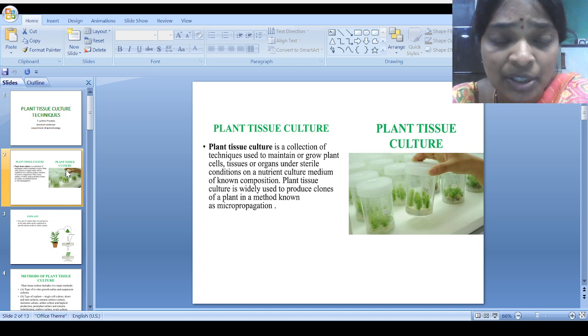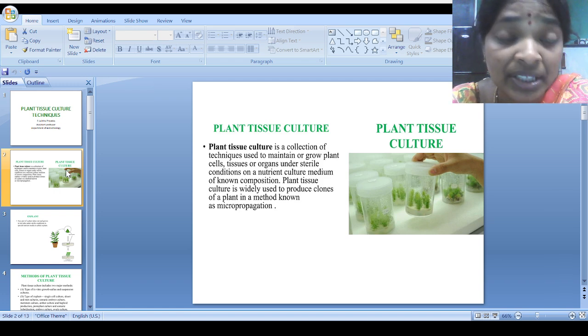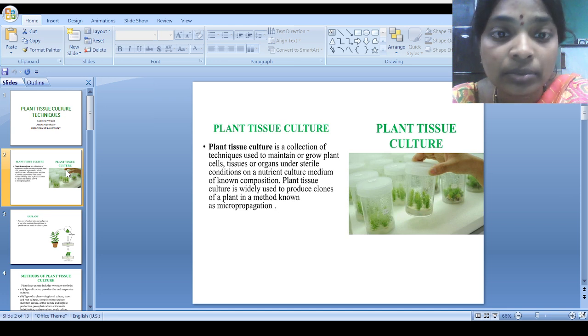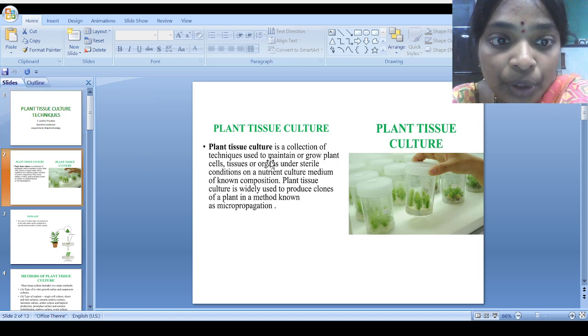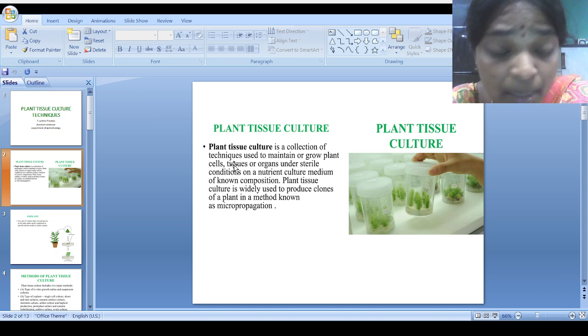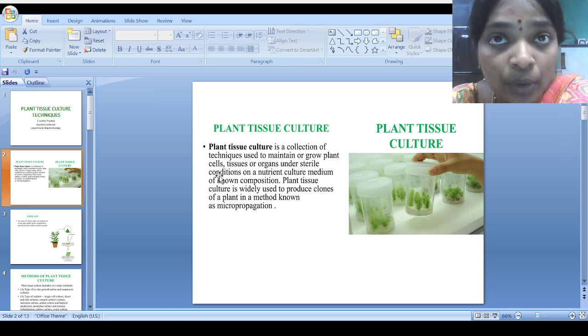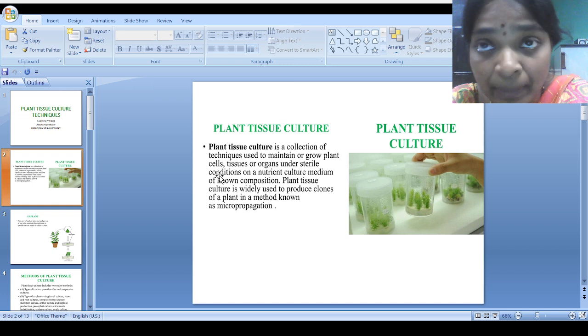This particular plant tissue culture, or plant in vitro methods, culturing of plants in vitro, was first taken up by Haberlandt in the year 1910. These studies are called laboratory techniques or artificial mechanisms. Plant tissue culture is a collection of techniques used to maintain and allow the plant to grow with the help of sterile conditions and nutrient culture media known as MS media compositions, like B5 media compositions.